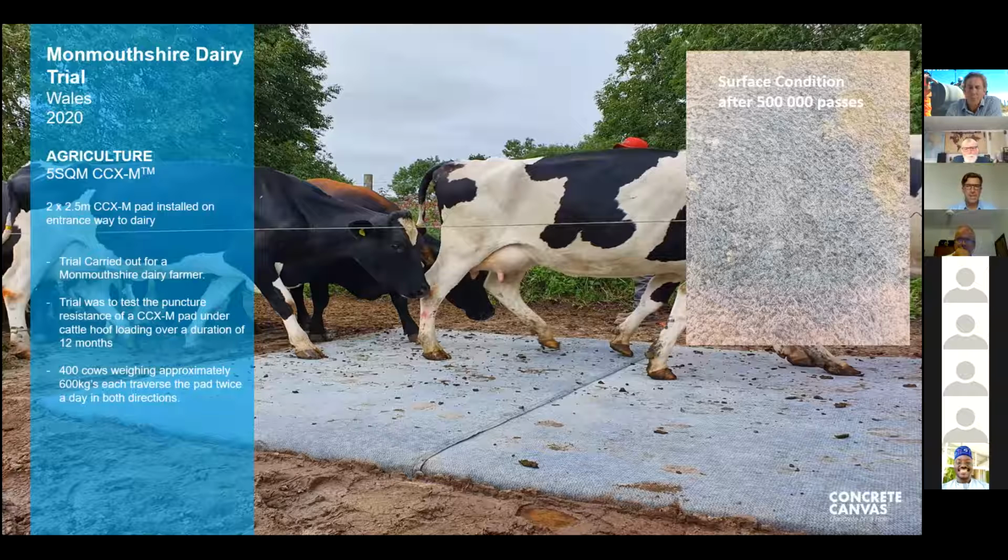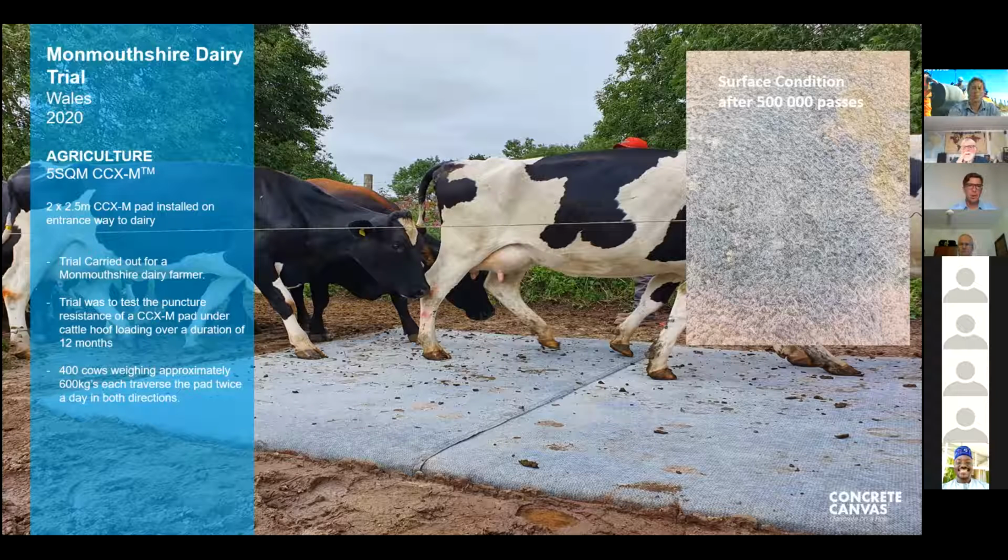Hence, CCX was used to create a pad for testing of puncture resistance on a dairy cattle pathway. A pad of 2 by 2.5 meters was lined over a compacted soil platform. Each day, 400 cows pass over this pad twice in the morning and twice in the evening, going to and from the dairy for milking. The pad was open to trafficking within 24 hours of installation and has received in the vicinity of 500,000 hooves passing over it to date.